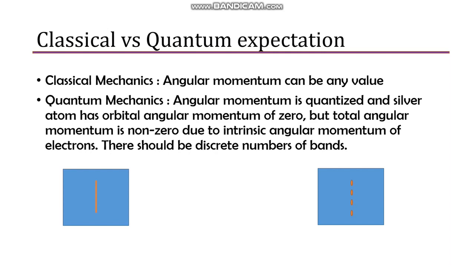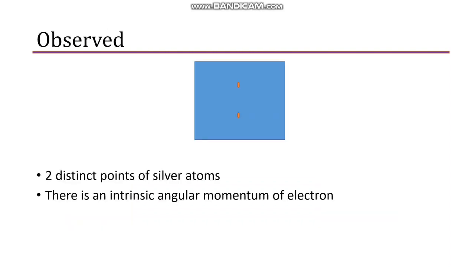However, according to the relativistic theory of the electron by Paul Dirac, the electron has been predicted to have intrinsic angular momentum. So according to quantum physics, even though orbital angular momentum is 0, there should be some distinct bands shown in the detector due to the intrinsic term, so-called spin. So which one was correct? What they really observed was 2 distinct points of atoms, which is consistent with quantum mechanics. This implies that there is an intrinsic angular momentum of the electron.